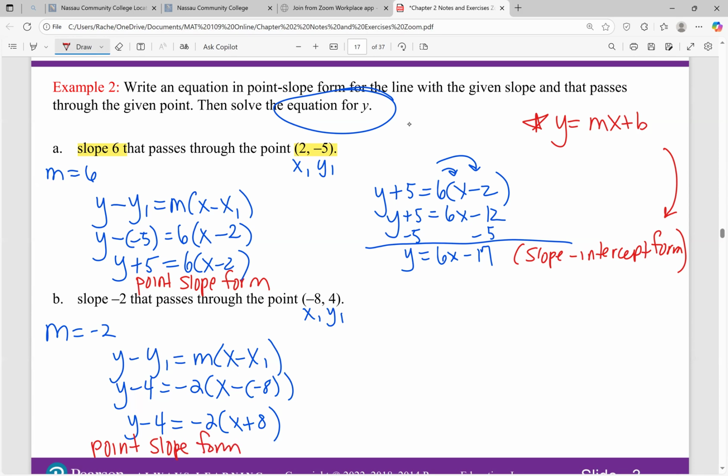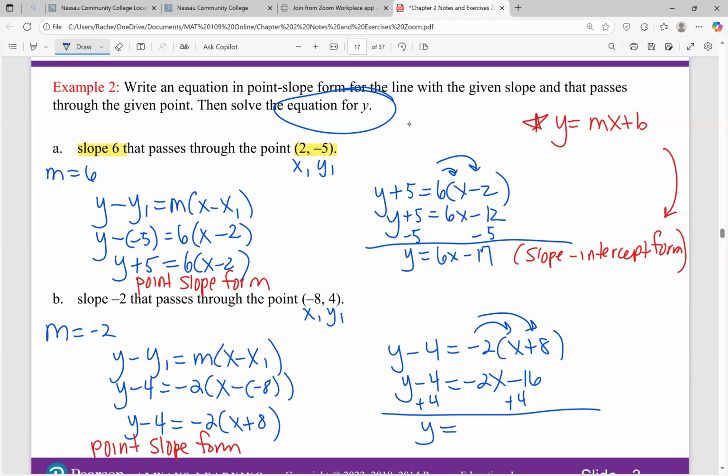And I also want to solve the equation for y. So we have y minus 4 is equal to -2 times x plus 8. Let's distribute the -2. So y minus 4 is equal to -2x, and then minus 16. And I'm going to add 4 to both sides. So we're going to get y equals -2x minus 12. And this is going to be slope intercept form, right? y equals mx plus b.